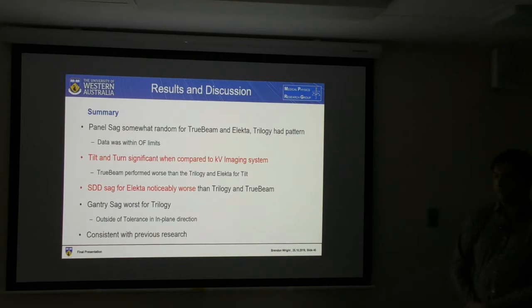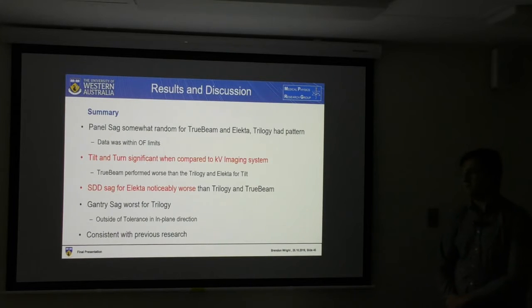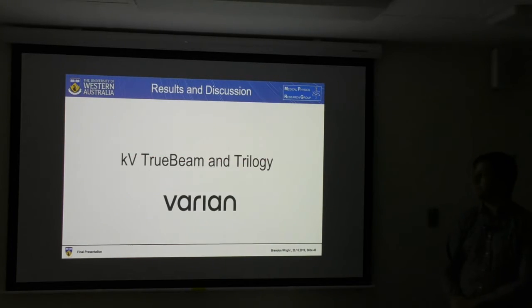The SDD sag for the Elekta was noticeably worse when compared to the Trilogy and the TrueBeam, whereas the gantry sag was the worst for the Trilogy and was outside of the tolerance set in TG142 in the in-plane direction. However, the data is consistent with previous research into gantry sag.